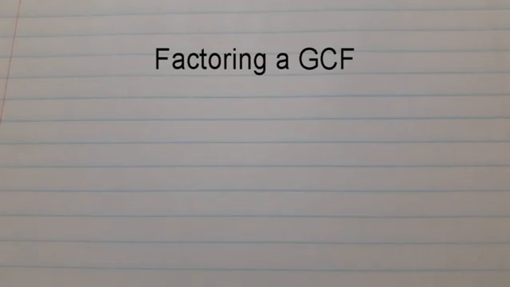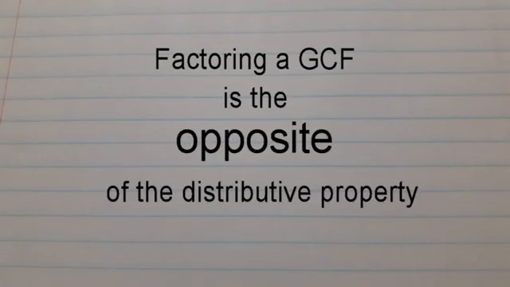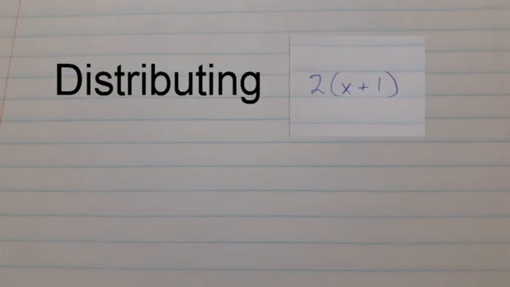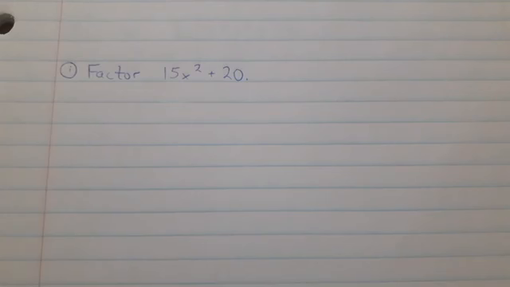One of the most important things to remember when we're factoring a GCF is that it's the opposite of the distributive property. When we distribute, we're multiplying into a set of parentheses. But when we're factoring a GCF, we're dividing out in front of the parentheses we're creating. That might seem a little confusing now, but hopefully it'll make more sense as we go on. Let's take a look at how this looks in some examples.